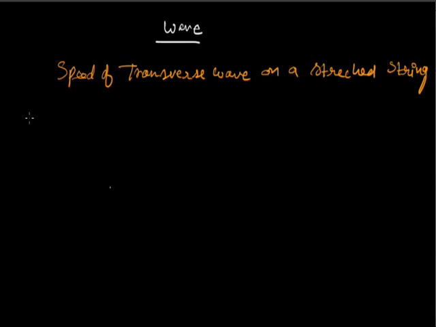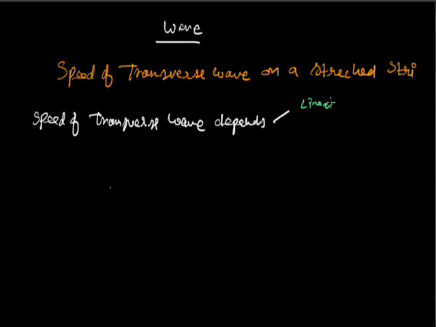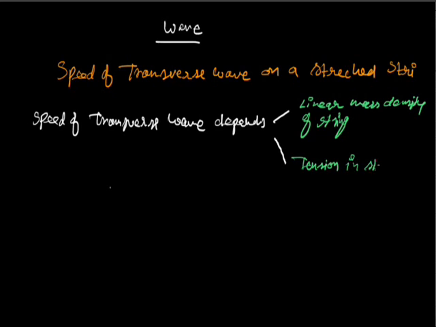Here we have to remember one thing, that the speed of a transverse wave depends on two things. First one is linear mass density, and the second one is tension in that string. We are taking the expression for linear mass density of a string as mu, and the tension in the string as capital T.